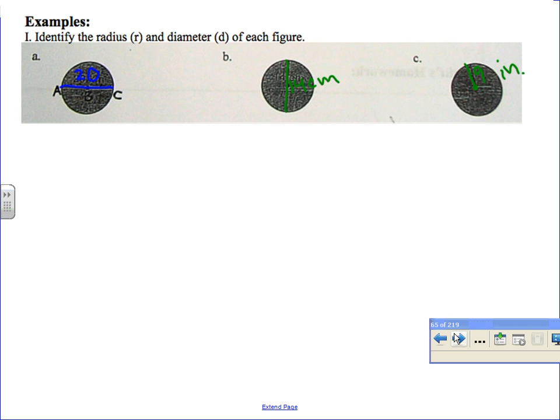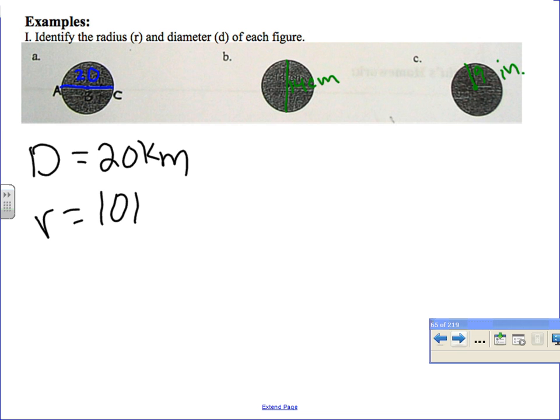It says identify the radius and diameter of each figure. So Ray, in the first one, it's kind of hard to see in your notes, so I tried to write it on mine so you could see. That's a 20. So the line going from the end of the circle through the center to the other end is 20. So Ray, what is the diameter of that circle? 20 kilometers. Okay, if that's the diameter, Nathan M., what is the radius? Good. Radius is always half the diameter, so it's 10 kilometers.